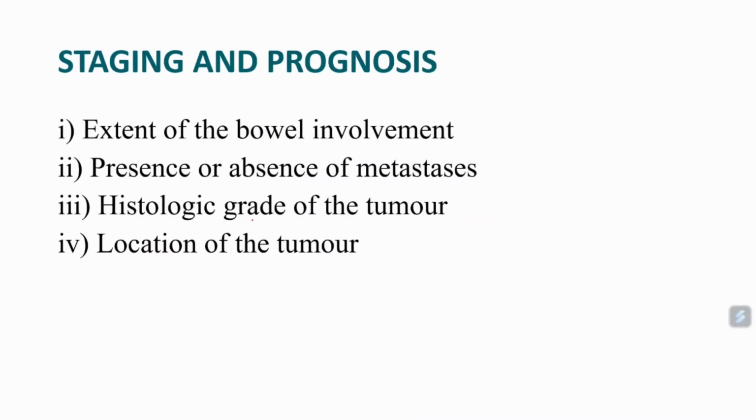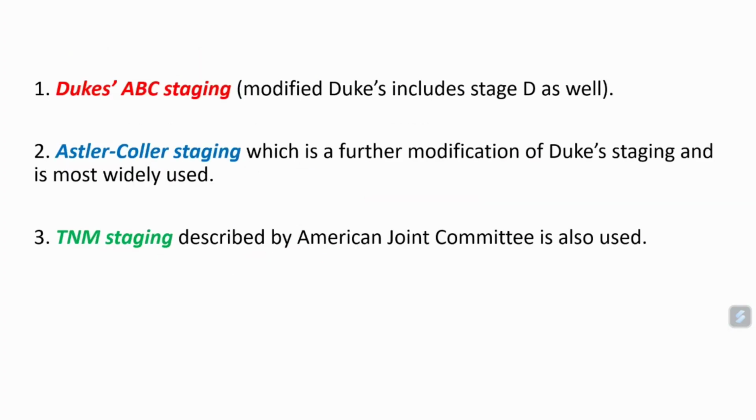Now we'll see the staging. Staging of colorectal cancer depends on the extent of bowel involvement, the presence or absence of metastasis, the histological grade of the tumor, and the location of the tumors. Mainly, it is divided into a few stages. Actually, in staging, we have three types of staging systems.